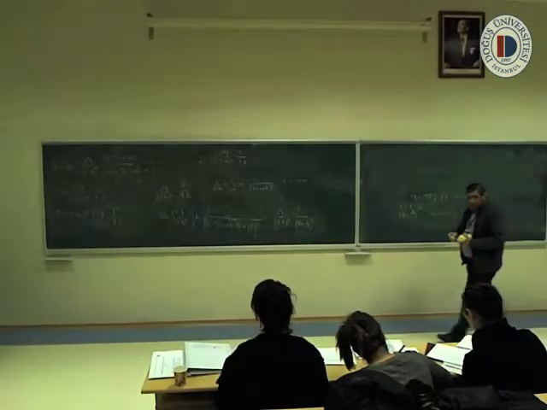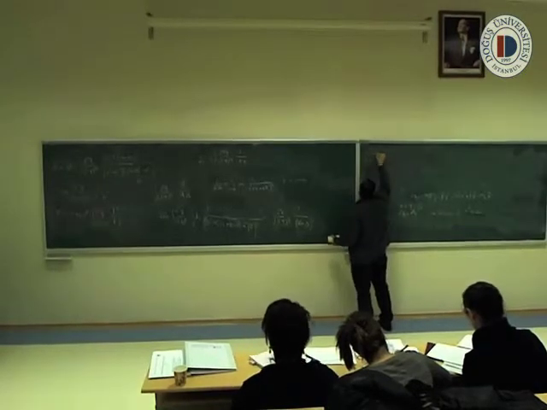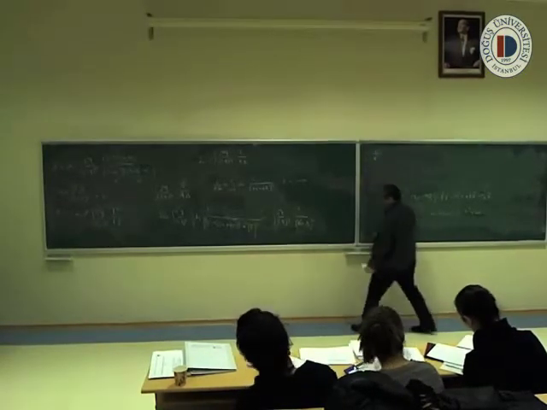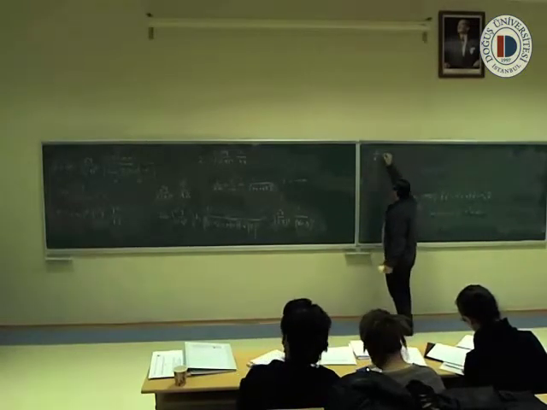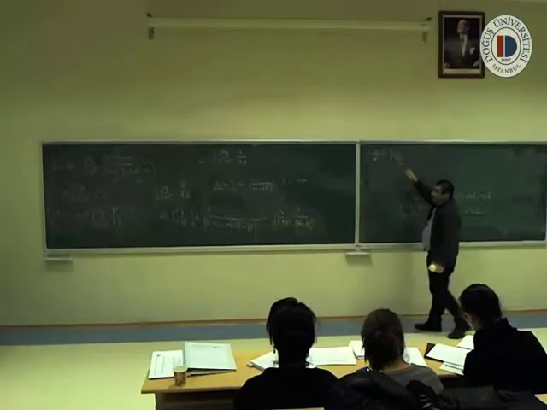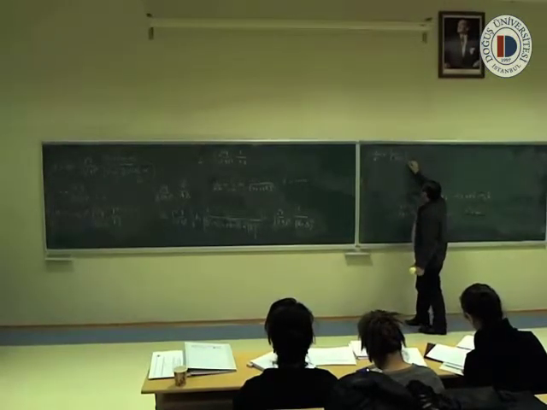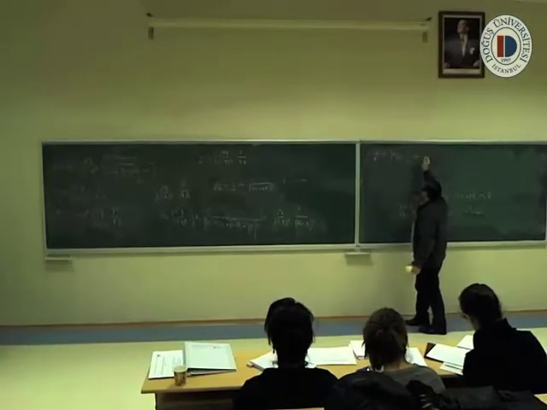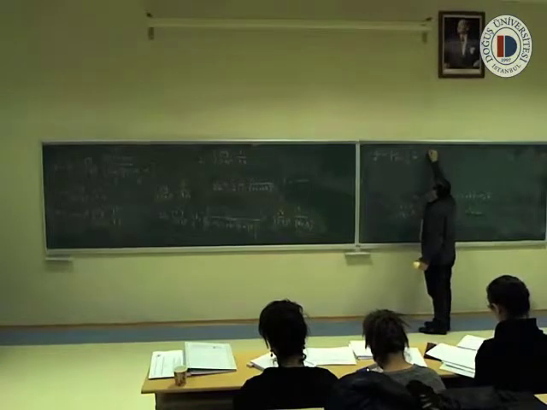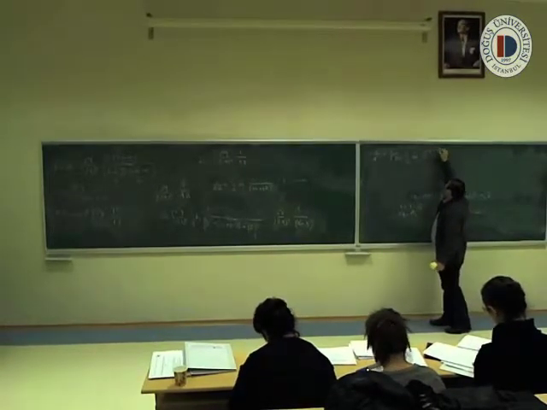Now I will use an exponential representation for each 1 over A to the power n. We can write it as 1 over gamma of n, this is the gamma function, times the integral over alpha, for example from 0 to infinity, of alpha to the n minus 1 e to the power minus alpha A.